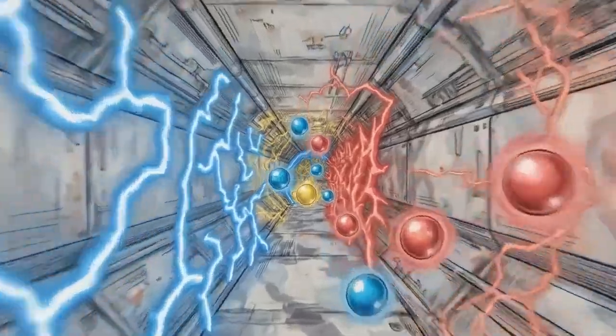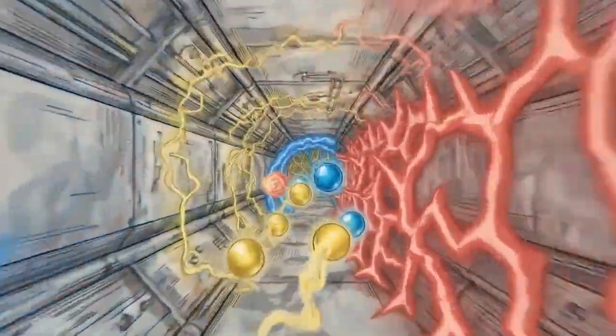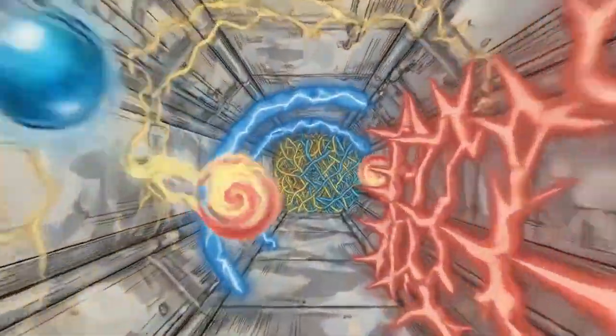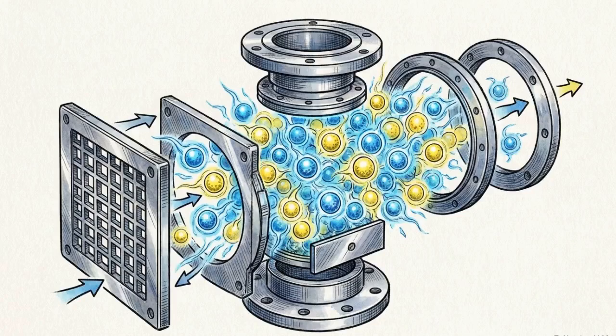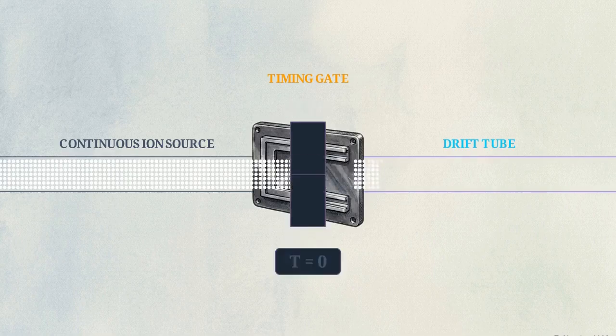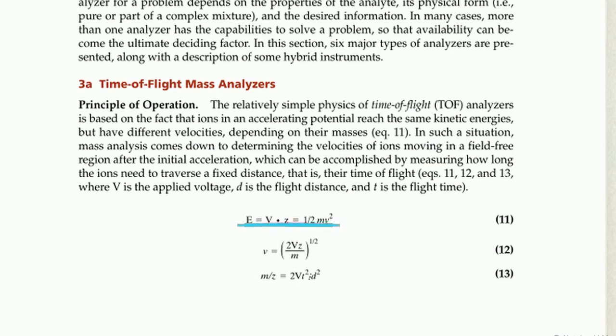A mass analyzer is a highly specialized physical obstacle course, one that must be tailored exactly to the thermodynamic state of the sample entering it. Time of flight is an inherently pulsed technique. Ions cannot enter in a continuous stream. They must be generated and accelerated in discrete packets. Equation 11 shows the mathematics of this initial acceleration phase.